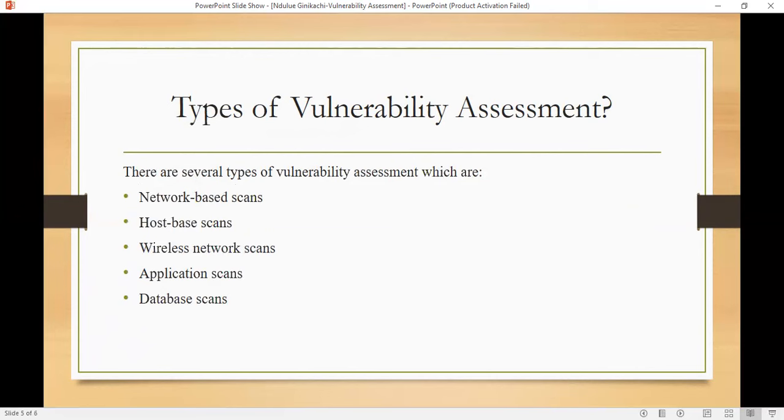Then the host-based scan is used to locate and identify the vulnerabilities in servers, workstations, and any other network host. This scan usually examines the ports and the services that may be running on that particular host. So when they want to do a host scan on the e-commerce site, they'll have to use the host.